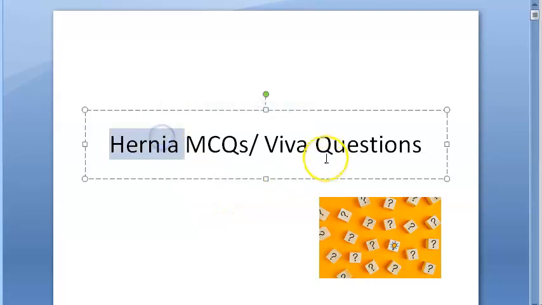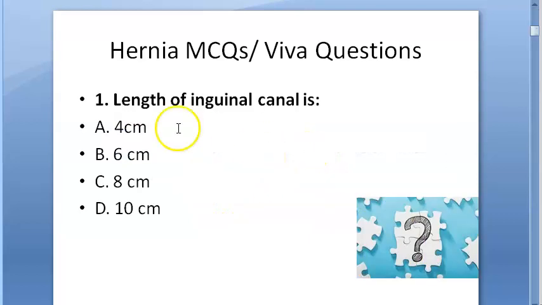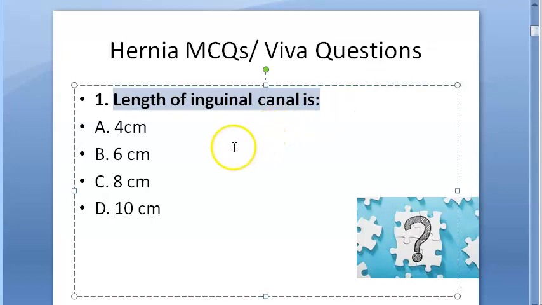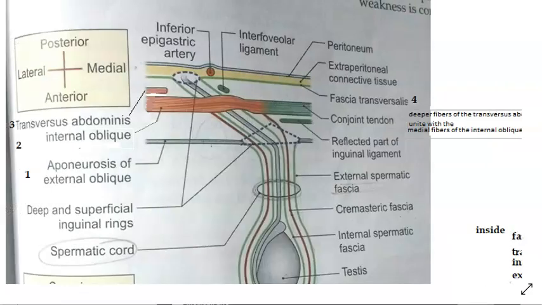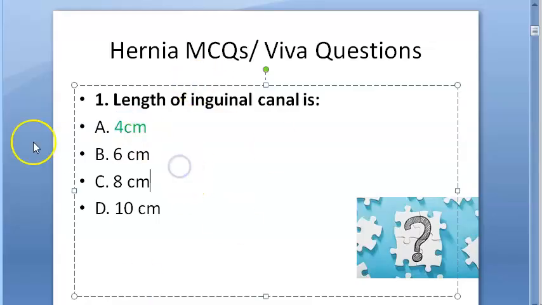Hello people, in this video let us look at some hernia viva questions. So here you are. The length of the inguinal canal is 4 centimeters.